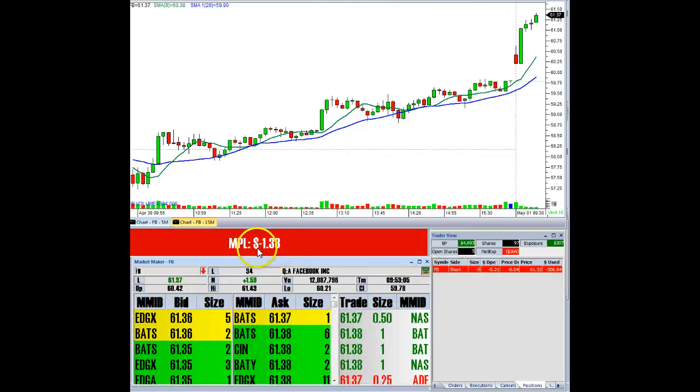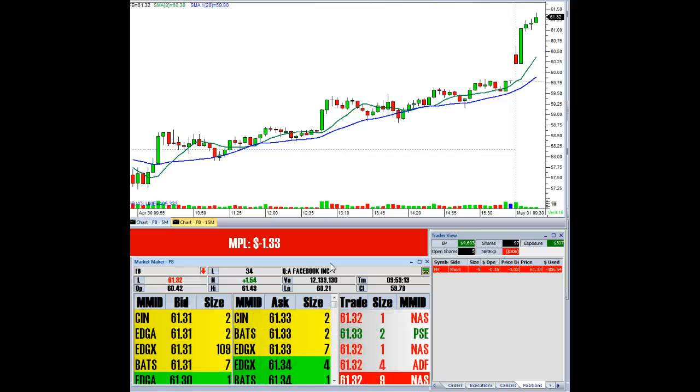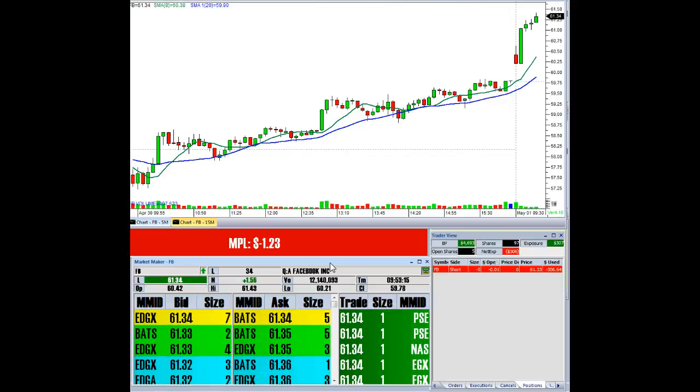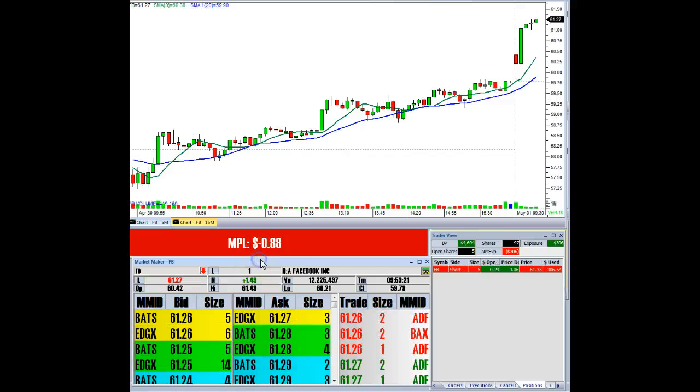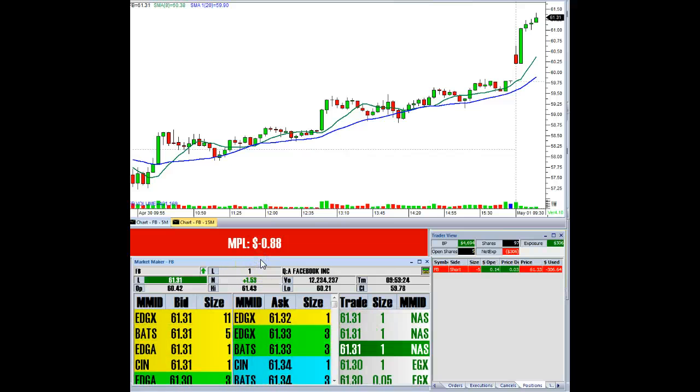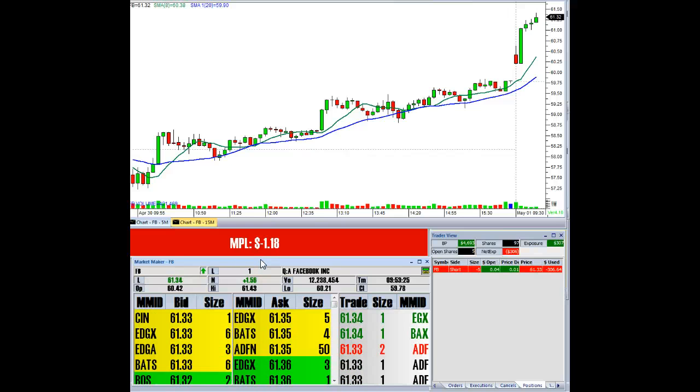So the reason why this says I'm down a little bit, even though I'm only 5 cents away, is because again, in between switching videos, I accidentally hit a wrong button. I need to fix that 34, get that back to 1. Otherwise, when I short, I'm shorting 34 shares. That would not be good. That's too many shares.